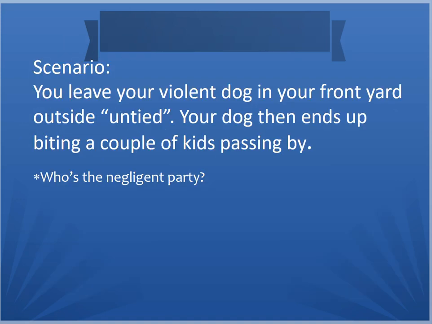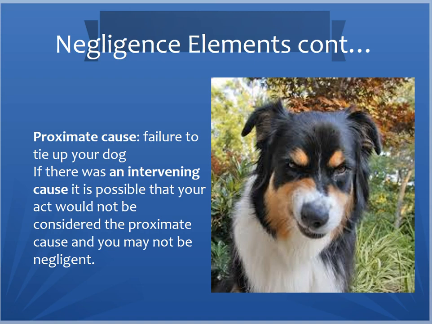So here's a scenario. You leave your violent dog in your front yard, outside, untied. Your dog ends up biting a couple of kids passing by. Who is the negligent party? The dog or the kids? So if we can prove that the proximate cause of the owner leaving the dog outside untied led to a chain of events that led to the dog biting the kids and suffering an injury or loss, then we can prove that the owner was negligent. So we could say that the proximate cause was the failure to tie your dog up.